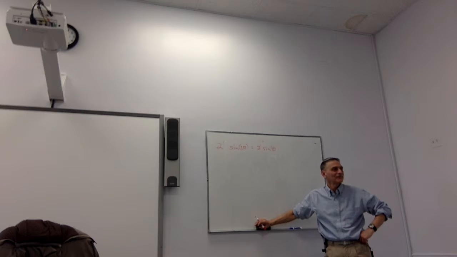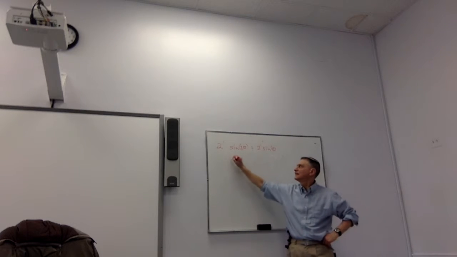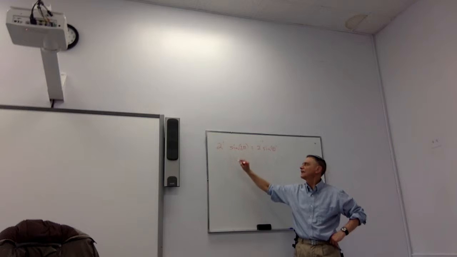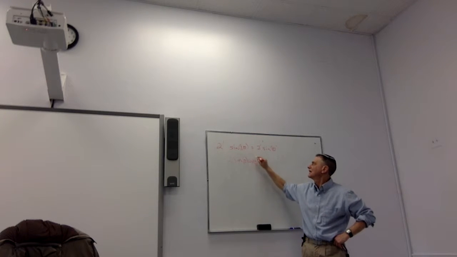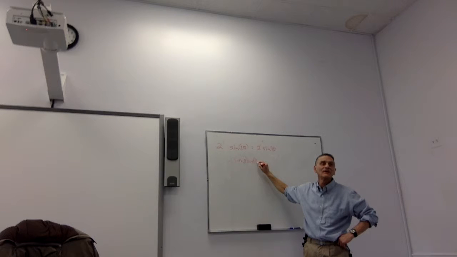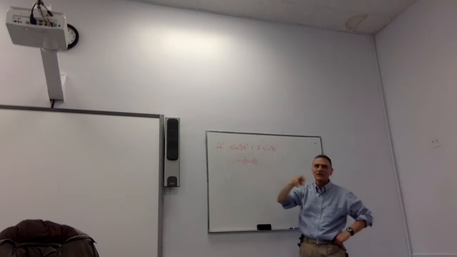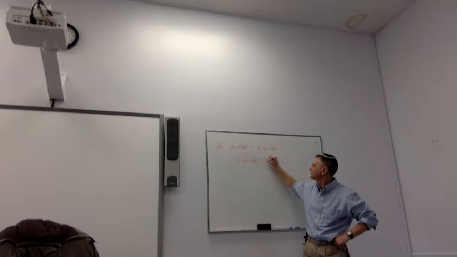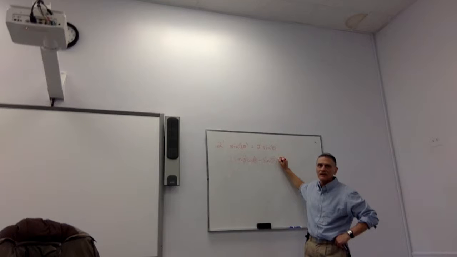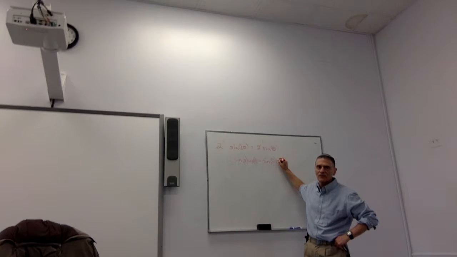Okay. Yes, go ahead. 2 sine of theta times cosine theta. Good. Next step. You're going to subtract, because otherwise you could lose an answer. So 2 sine of theta cosine theta minus 2 sine of theta is equal to 0.